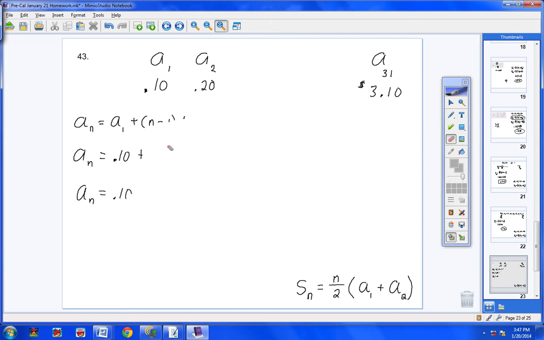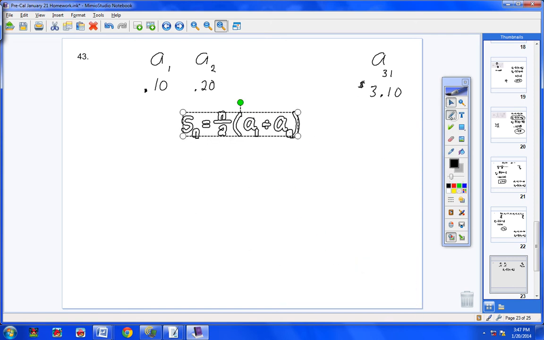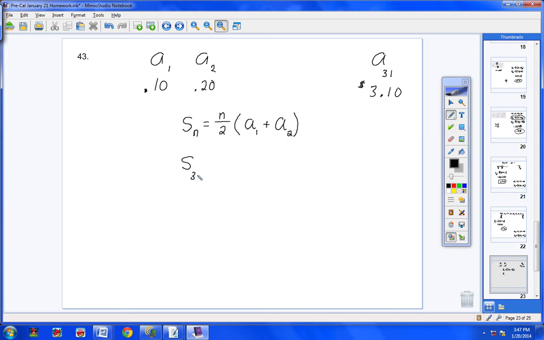We can never find the sum of an arithmetic sequence unless we know the first term and the last term. That's really important, okay? So now we're going to use our sum formula right here. And so pulling that up here, we're going to find the sum of 31 terms. So the sum of 31 terms equals 31 over 2. My first term is 0.10. My last term is 3.10.